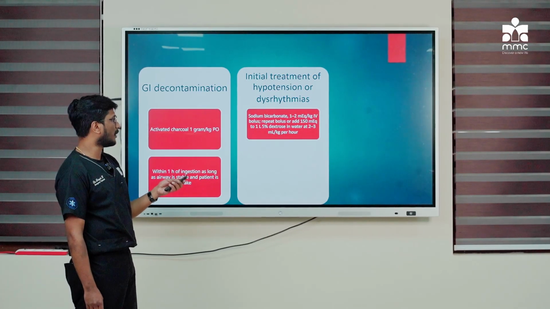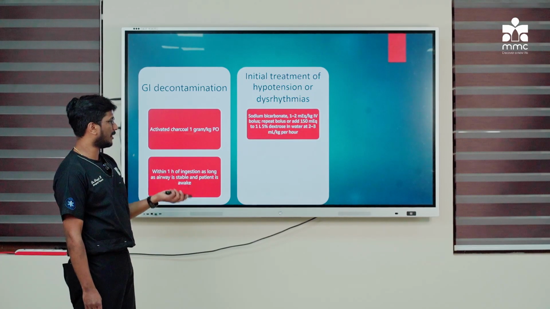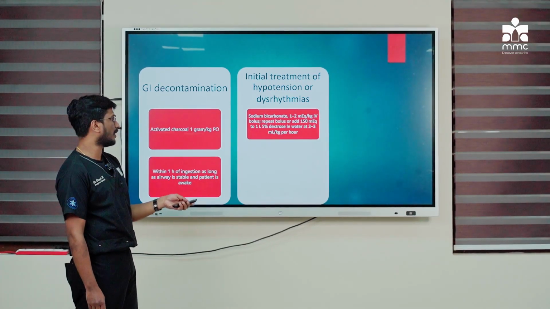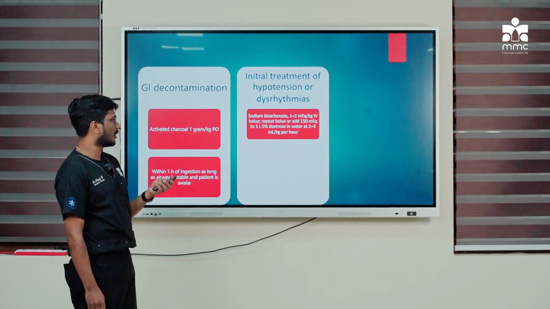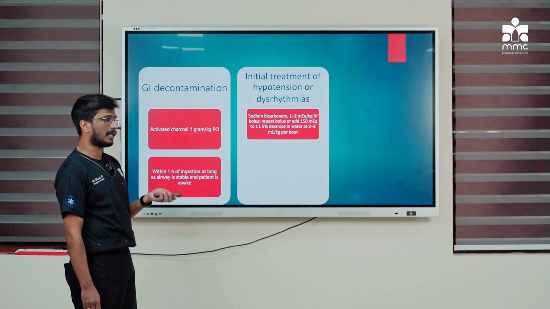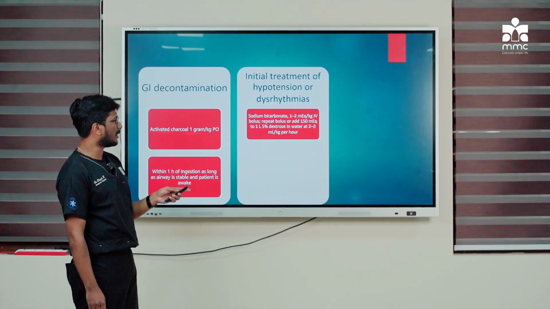It is 1 to 2 milliequivalents per kg IV bolus, and repeat bolus can be given, or we can add 150 milliequivalents of sodium bicarbonate to 1 liter of 5% dextrose and start at 2 to 3 ml per kg per hour.